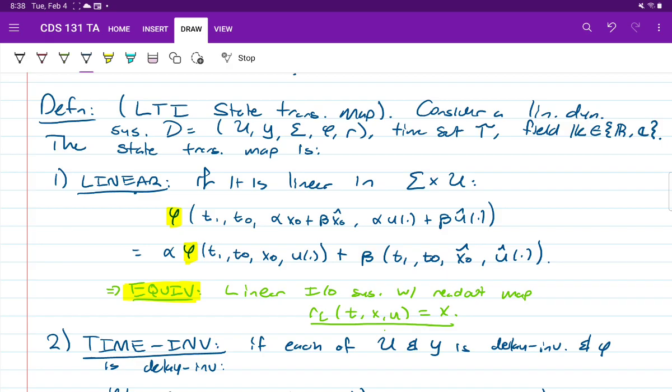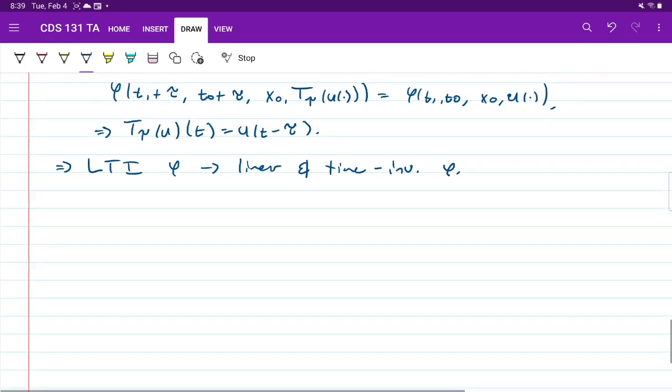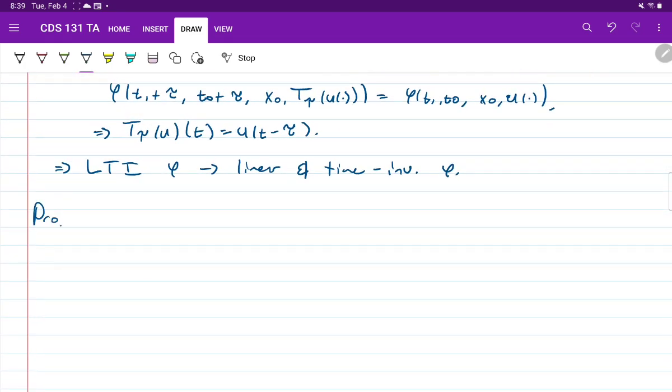Okay, fantastic. So what we've done is we've now given this state transition map an appropriate linear structure, right? We've also defined what it means for this thing to be time invariant. So now that we've done this, we can go ahead and examine what the consequences are for controllability, all right? So let's go ahead and state this as a proposition. So proposition, this is going to be reachability and controllability of LTI systems.